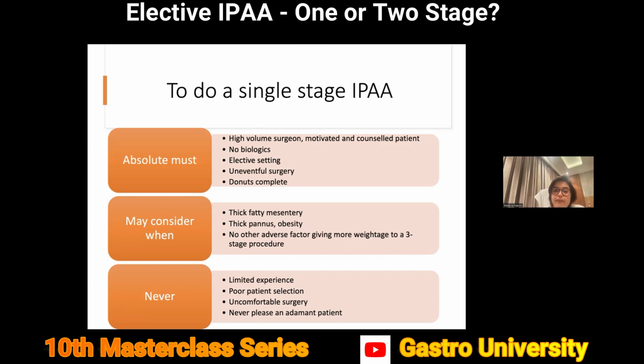I would never recommend a single stage procedure by somebody who has limited experience, in a patient who is poorly selected. It's not a decision which is made on table just on the whims of it, that let's do a pouch without a diversion stoma, in a procedure in which the surgeon has been uncomfortable and there have been some inadvertent events or unforeseen circumstances. And I think we all would agree that in a surgery like this, it is never sensible to please an adamant patient who demands that a diversion stoma not be done.